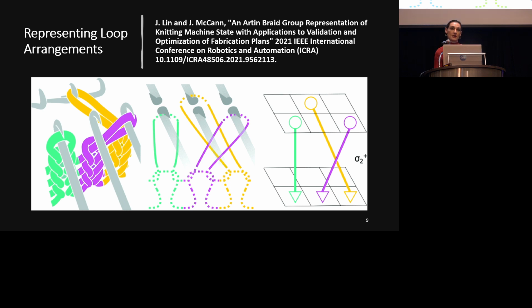I particularly want to call out the work by Jenny Lin and Jin McCann on art and braid groups, which take this idea of a knit graph a little bit further, allowing us to represent the arrangement of those loops, not just how they're connected to each other in a wale or in a series of stitches, but as how they are overlapping on top of each other.